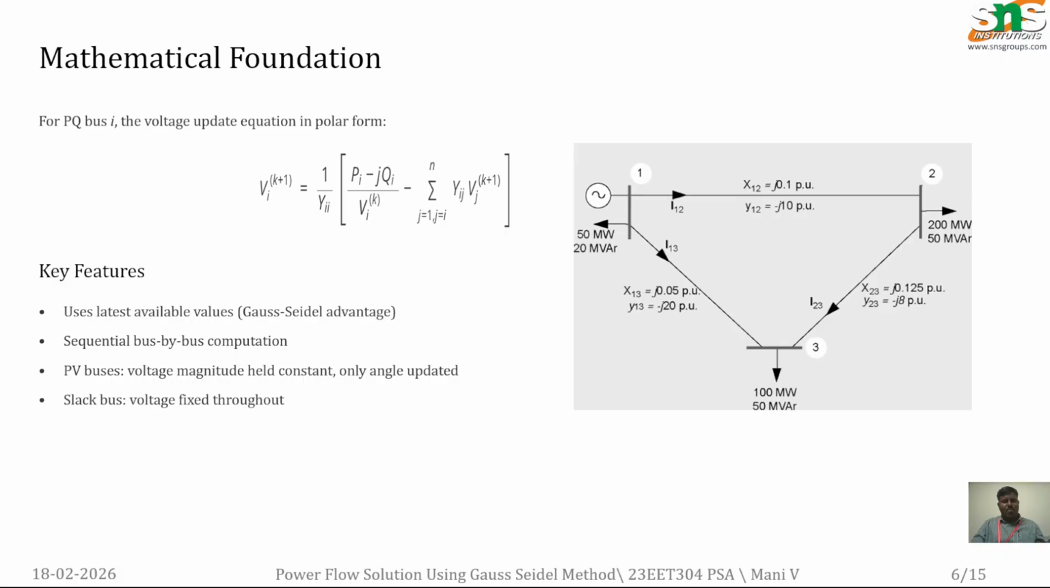It indicates the complex conjugate, minus the summation over j equal to 1, i equal to 1, up to n. So here the formula is Y_ij V_j whole power k plus 1. By using this formula, we can determine the bus voltages for all the buses for the unknown values.